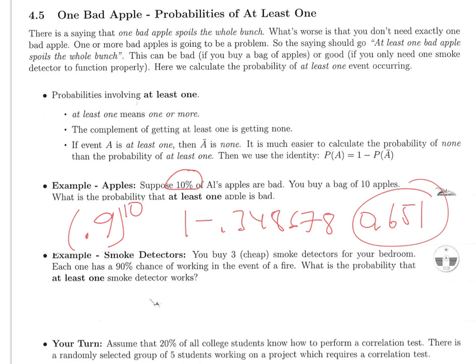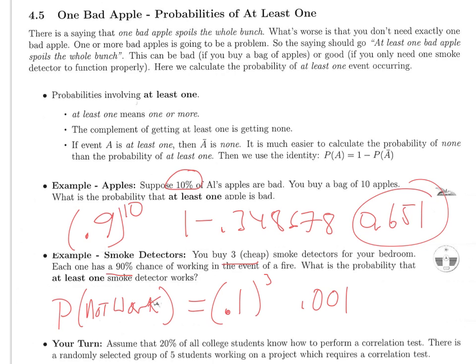Okay, here's another one. Suppose 3 cheap smoke detectors. Each one has a 90% chance of working. So let's find the probability of it not working. If there's a 90% chance of working, the probability of not working is 1 minus that, so 0.1. And we're going to buy 3 of these, so 0.1 to the 3rd power will be the probability that all 3 of them will not work. So I'm getting 0.001. I should have been able to do that one in my head.